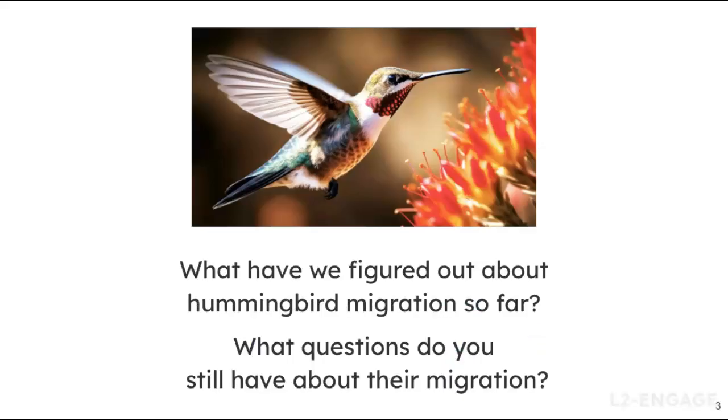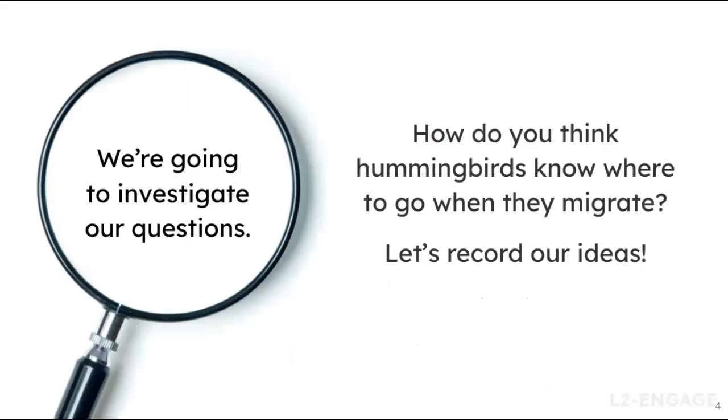For the engage portion of the lesson, you'll begin by asking students what they have figured out about hummingbird migration so far and what questions they still have. You'll revisit the driving question board and add any new questions and highlight others about how hummingbirds know where to go when they migrate. You'll tell students that they are going to start investigating these questions. You'll allow students to turn and talk, then share a few answers with the whole class. Record students' ideas, even inaccurate ones, on a chart so students can revisit and revise their ideas later.